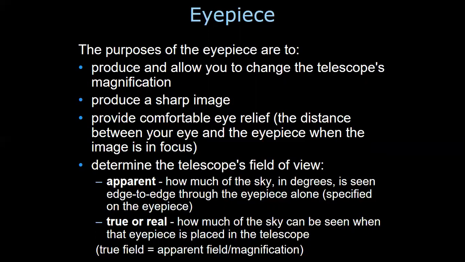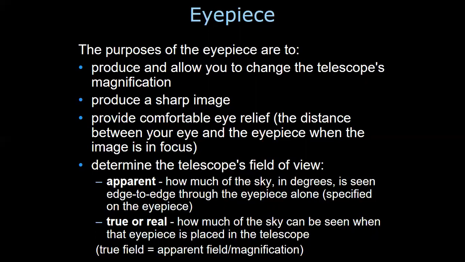The purposes of the eyepiece are varying. One is to allow you to change the telescope's magnification. It also produces a sharp image on our retina and provides comfortable eye relief, the distance between your eye and the eyepiece when the image is in focus. When you are looking through a telescope, you don't need to keep your eye embedded into the eyepiece. You can have a little gap between your eye lens and the telescope's eye lens. That makes it a little more comfortable for the user.